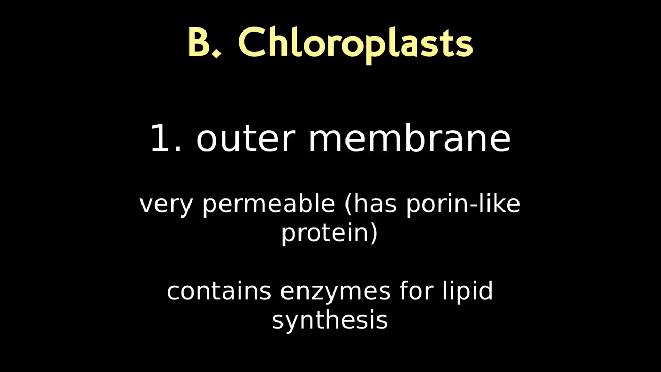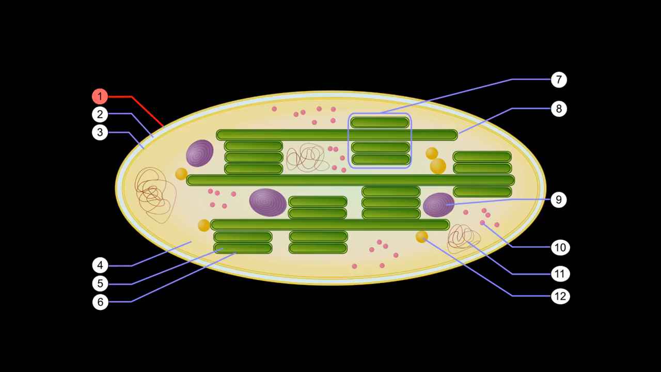So remember, we had a protein in the mitochondria called porin. We have a protein like porin here that is going to allow a lot of different molecules to get in and out of, or through, this membrane. And we also have enzymes here for lipid synthesis. And intuitively, this outer membrane is right along the outer edge here, marked as 1, and this along the outside.